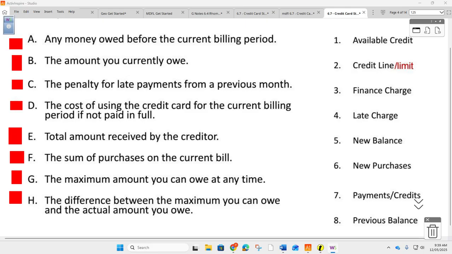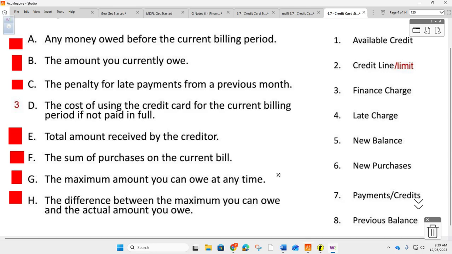Elder, did you do any of them? Come on, buddy. You did 4? Okay. Which one did you feel really comfortable with? 4. That's the only one you didn't have before? Oh, I thought you did 4 of them. All right, 4, late charge. What letter does late charge go with? C, the penalty for late payments for a previous month. That is correct. Eldred, see if you can do another one. You were underachieving.